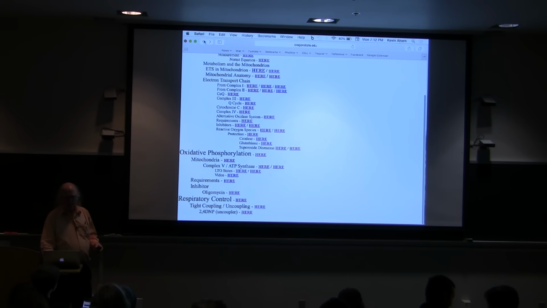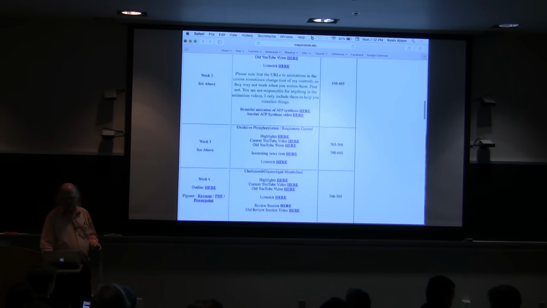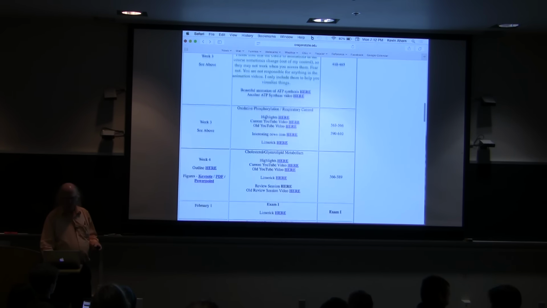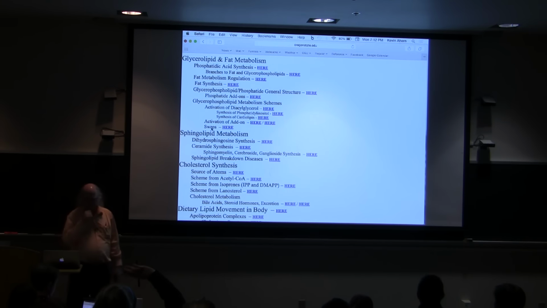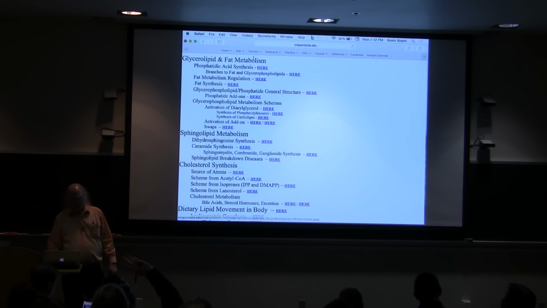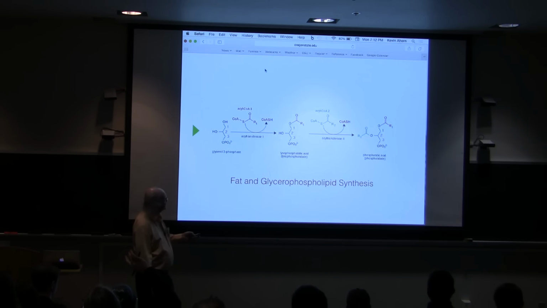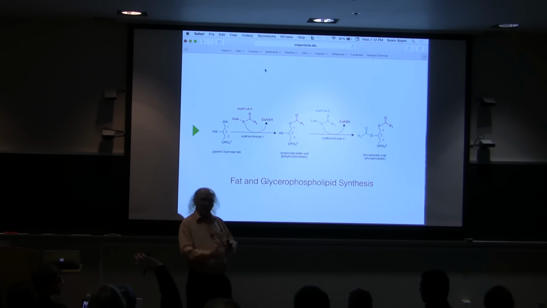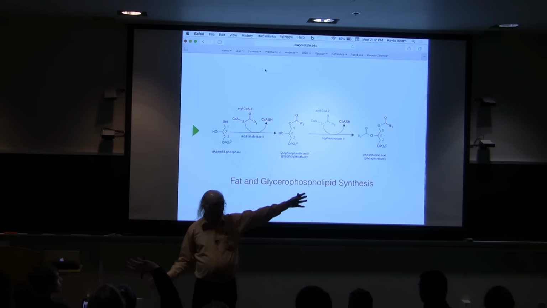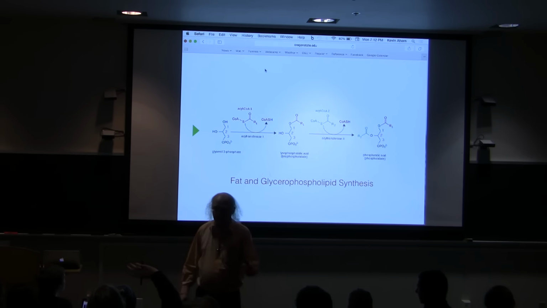Okay. That brought me to the rapid movement through today's lecture, which was found right here. And specifically, it talks about how we can make phosphatidic acid. Phosphatidic acid, I said, was important because it is a branch between the synthesis of fat and glycerophospholipids.